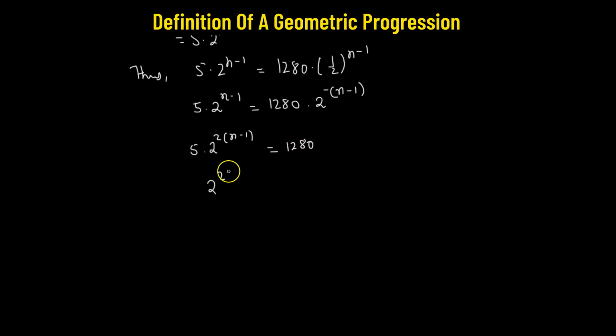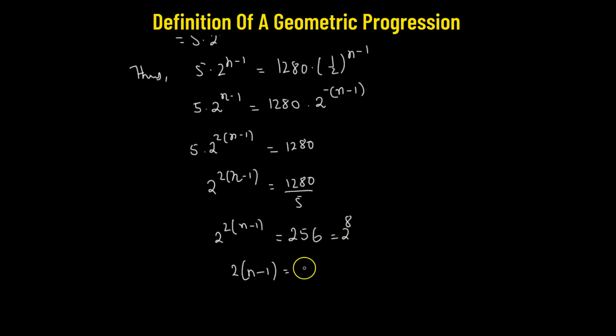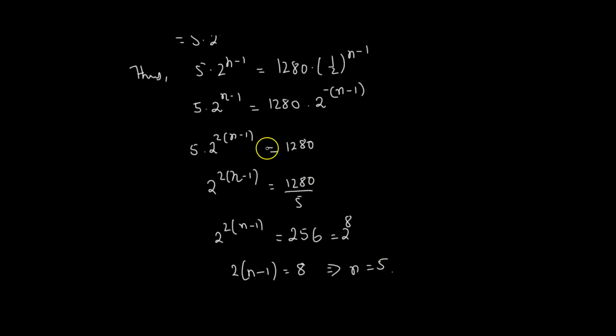So 2 raised to the power of 2 times n minus 1 is going to give us 1280 divided by 5, which is 256. Now we know that 2 raised to the power of 8, this value is 256. So we can equate the powers. So 2 times n minus 1 is equal to 8, and solving for n, we're going to get n equals 5. So that means the value of n is 5.